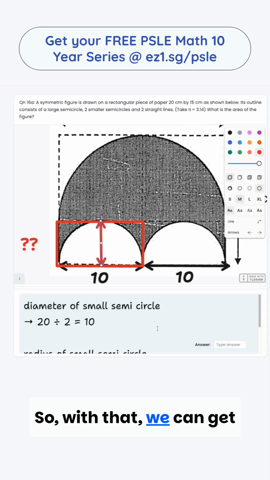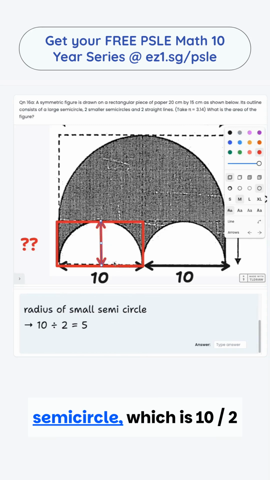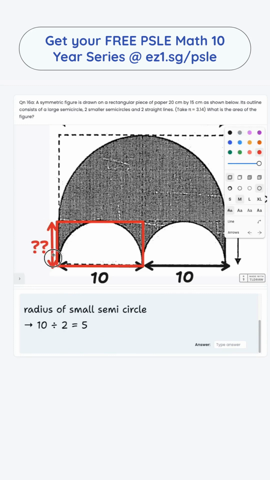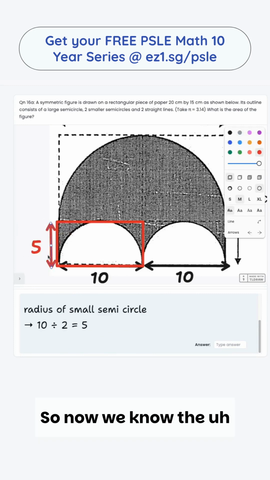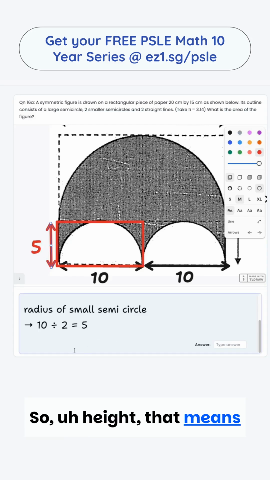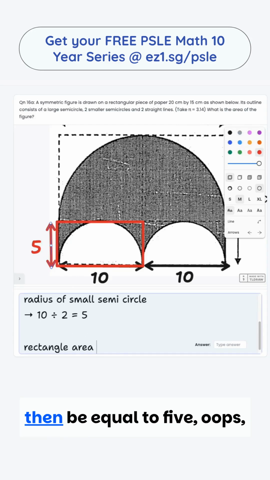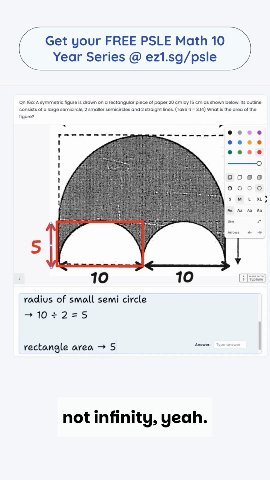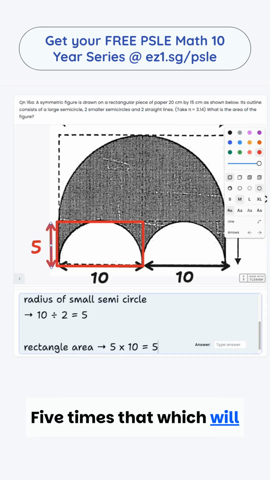With that, we can get the radius of a small semicircle, which is 10 divided by 2, and this will be 5. So now we know the rectangle height, that means the rectangle area will then be equal to 5 times 10, which will be equal to 50 centimeter square.